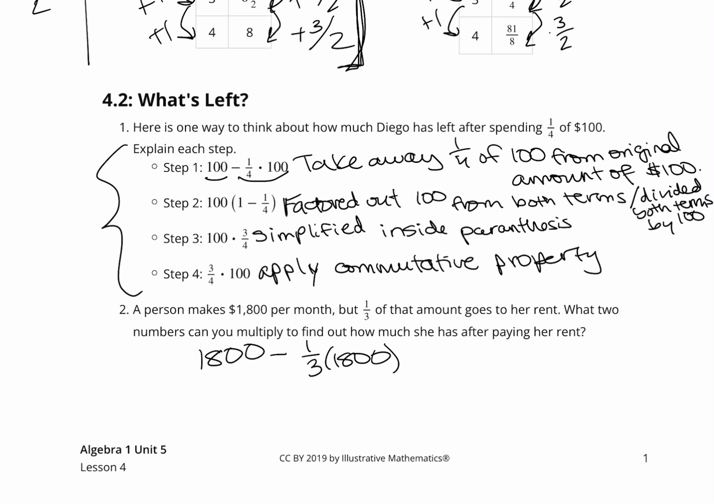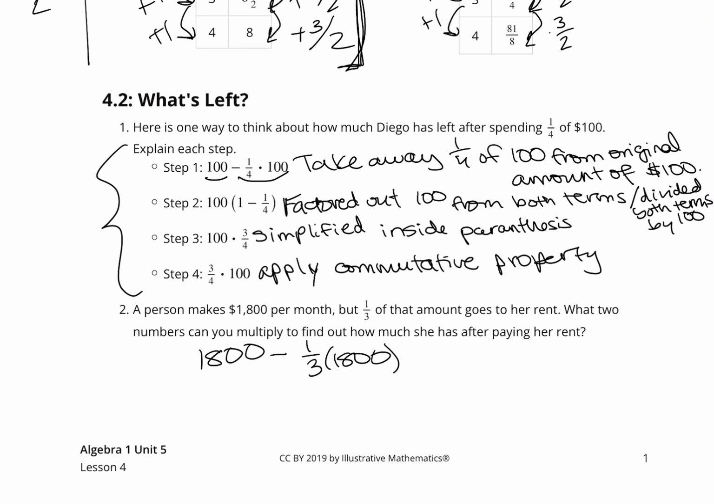So you might think of it also as 1,800 minus a third of 1,800, you're going to be left with 2/3 of 1,800, right? So if her entire paycheck is $1,800 and we are using 1/3 of it for rent, what's going to be left? 2/3 of 1,800. It would be this amount here. So it makes sense that 2/3 of 1,800 is going to be the two numbers we multiply together.